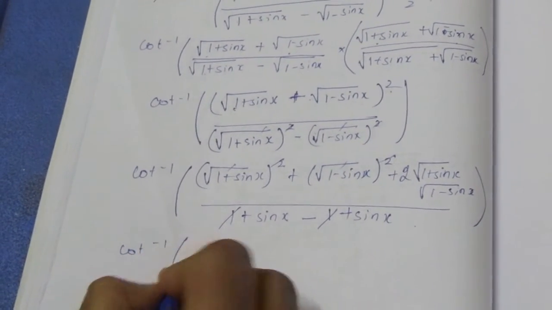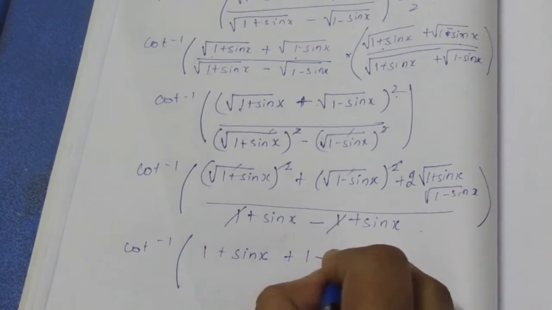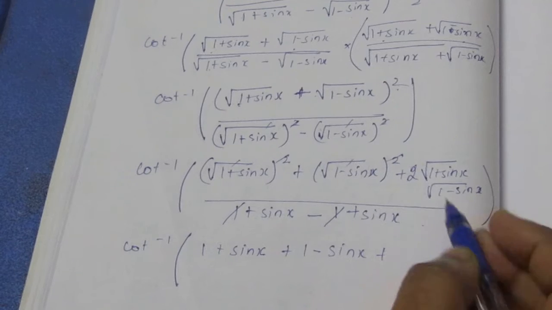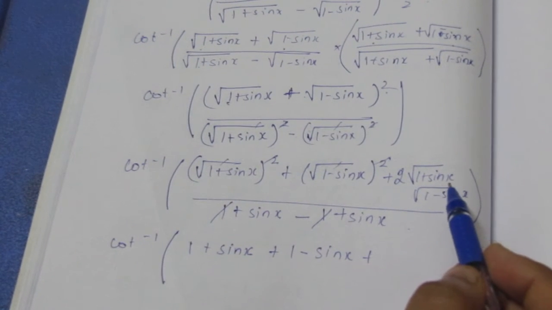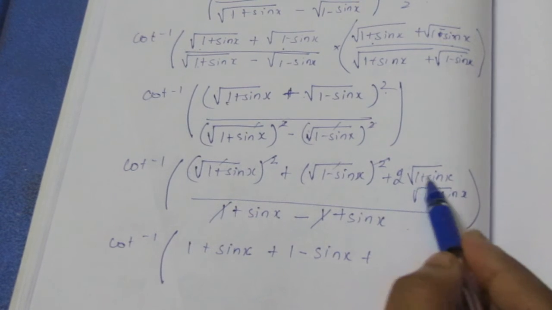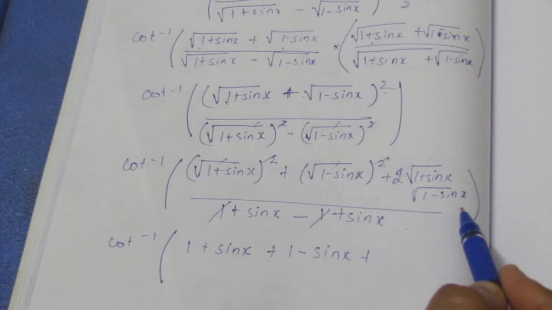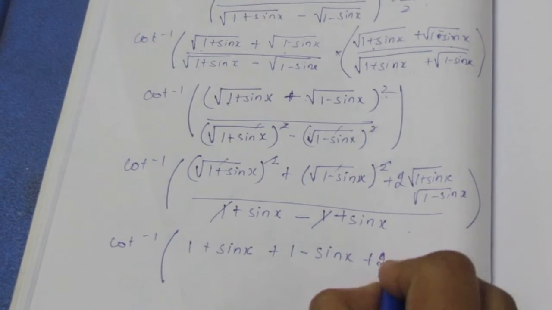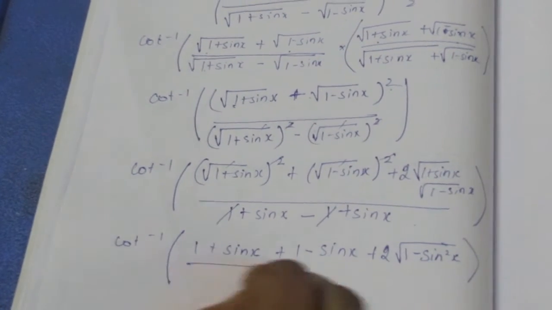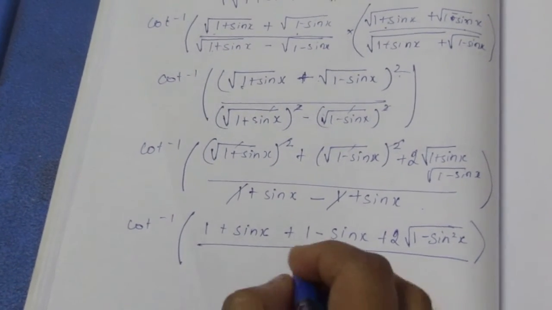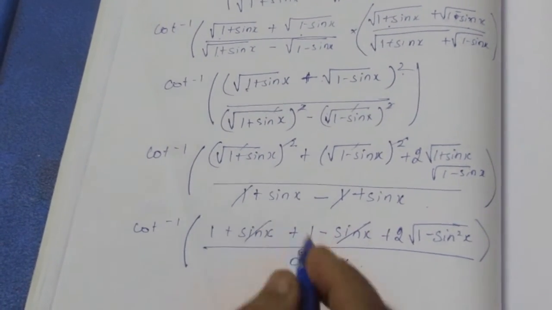cot inverse of 1 plus sin x plus 1 minus sin x plus, here it is a plus b into a minus b. We can write in one root. If root a into root b, we can write that to be root of a into b. So similarly this can be written as root of 1 plus sin x into 1 minus sin x, which is nothing but root of a square minus b square. In the denominator we have 2 sin x. Here sin x gets cancelled.